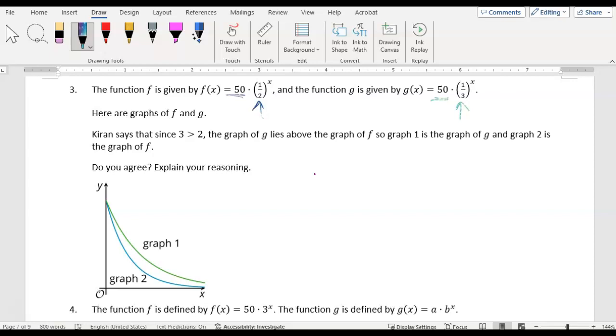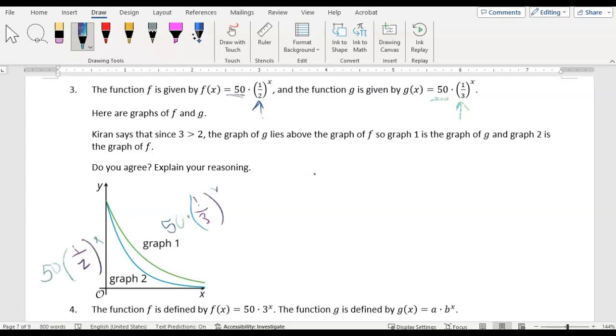Kieran says since 3 is greater than 2, the graph of g lies above the graph of f, so that graph 1 is the graph of g and graph 2 is the graph of f. Do you agree? So she's saying that graph 1, which is this upper graph right here, is g, which is 50 times 1/3 to the power of x, and that graph 2 is 50 times 1/2 to the power of x.